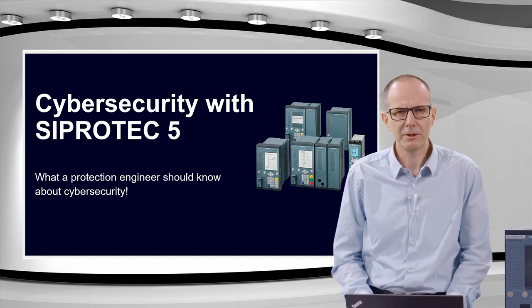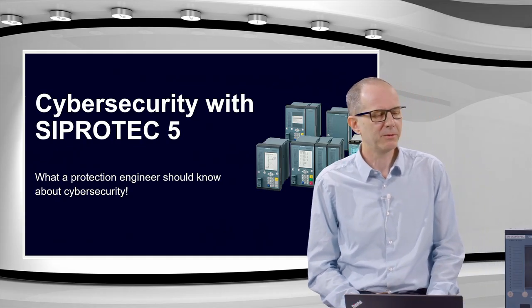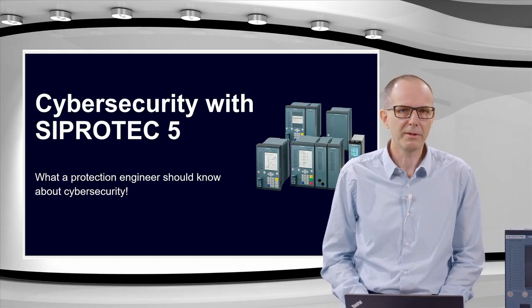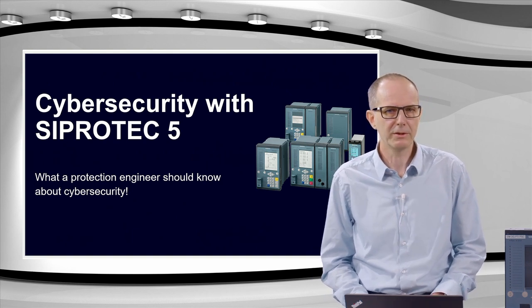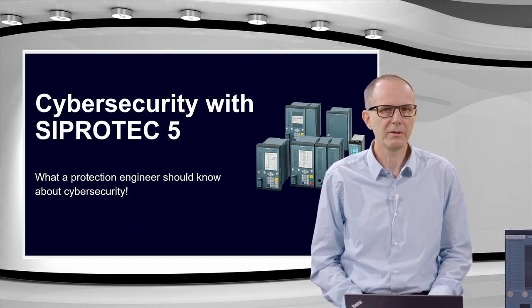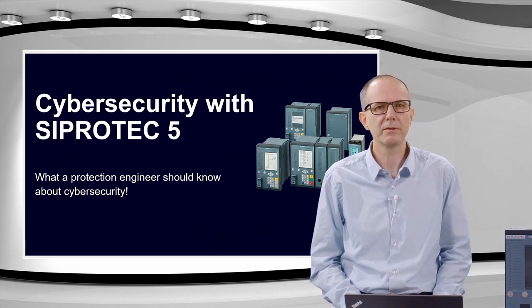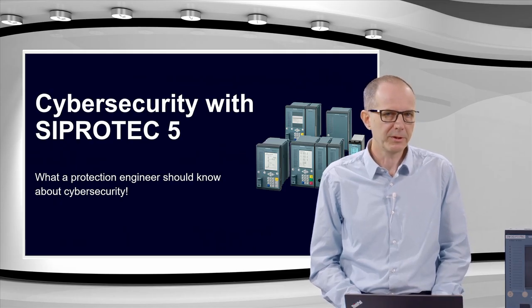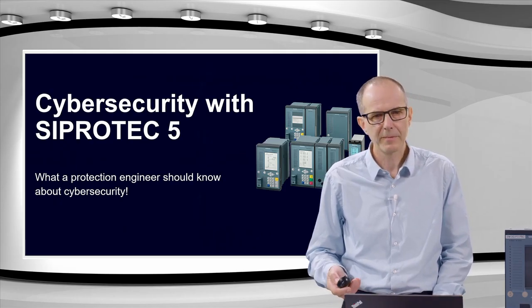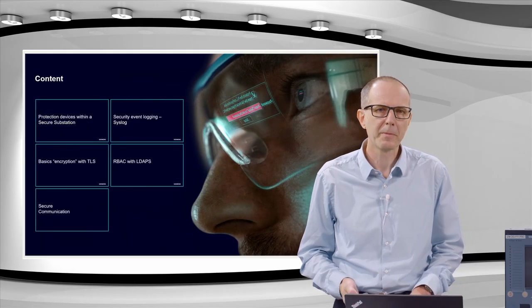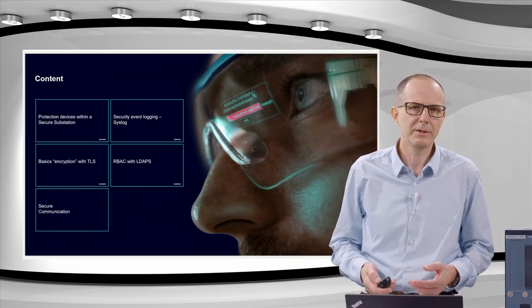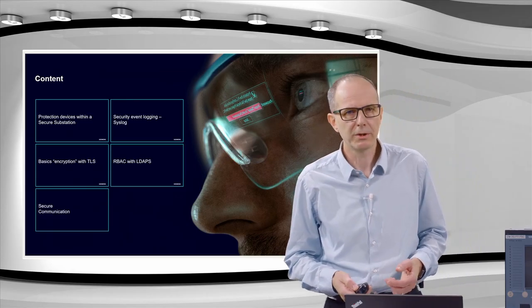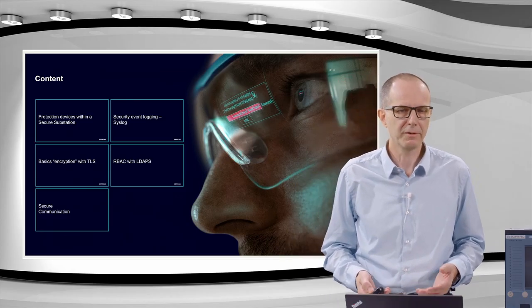The presentation will give you the possibility to understand the three main security features recommended for substation automation and protection system: the security event log or syslog, the role-based access control, and the secure communication. My intention is to show you how easy it is to activate security features in SIPROTEC 5.